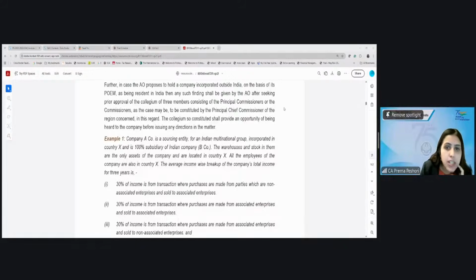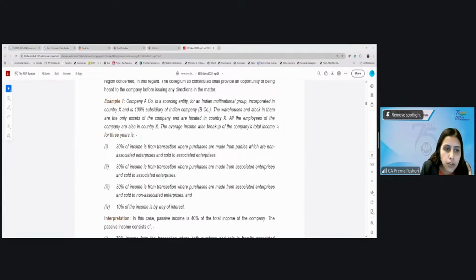The average income-wise breakup of the company's total income for the 3 years is 30% of the income is from transactions where purchases are made from parties which are non-resident and sold to associated, non-associated to associated. 30% is from the purchase from the AE and sold to AE. 30% of the income is from transactions where purchases are made from AE and sold to non-AE. And 10% of the income is by way of interest. So in this case, how do you determine the ABOI test?